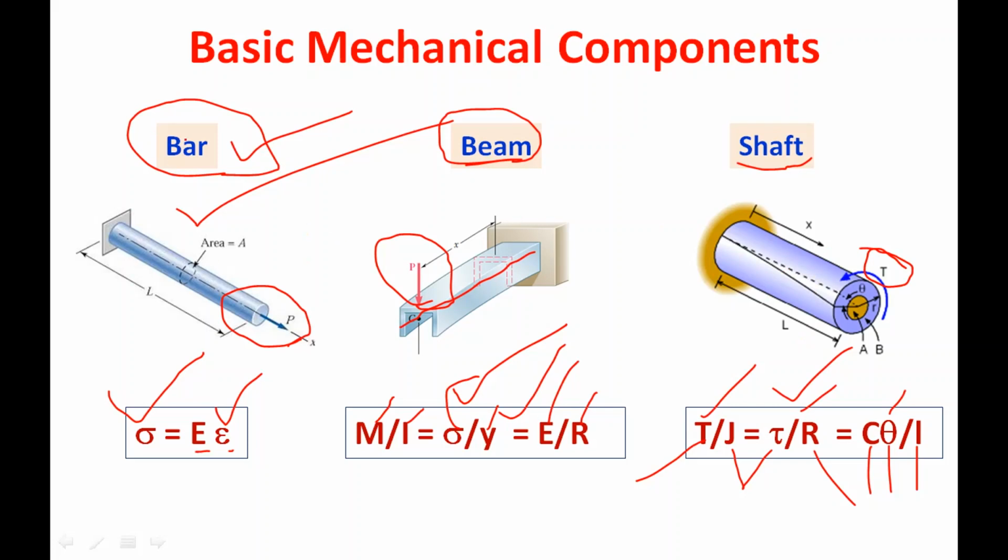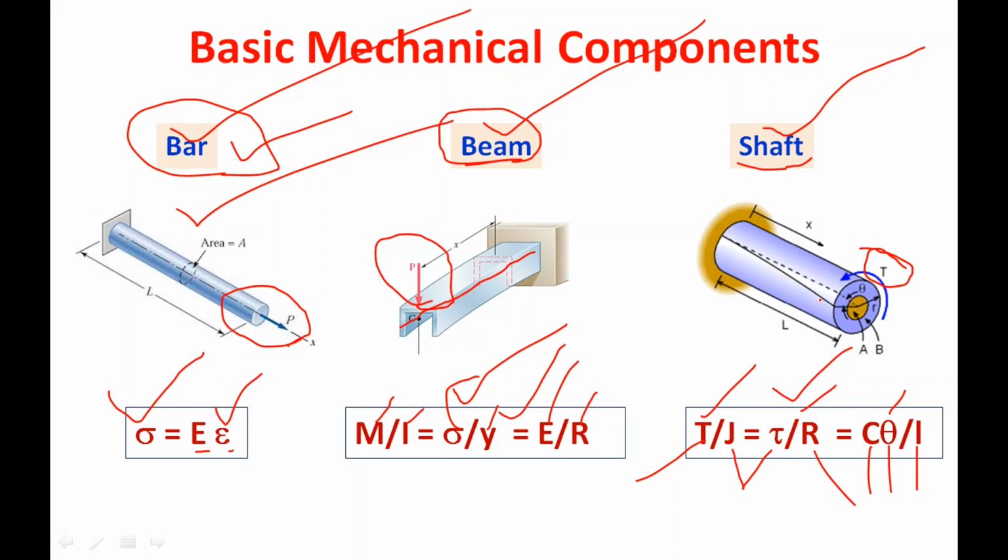If a member is subjected to axial load alone, we can use Hooke's law. If a member is subjected to transverse load alone, we can use the bending equation. If a member is subjected to pure torque alone, then we can design that component by using the torsion equation. But in real applications, in many machine components or structural components, we will have a combination of this loading: axial load, transverse load and twisting moment. All this load will act simultaneously over the component.